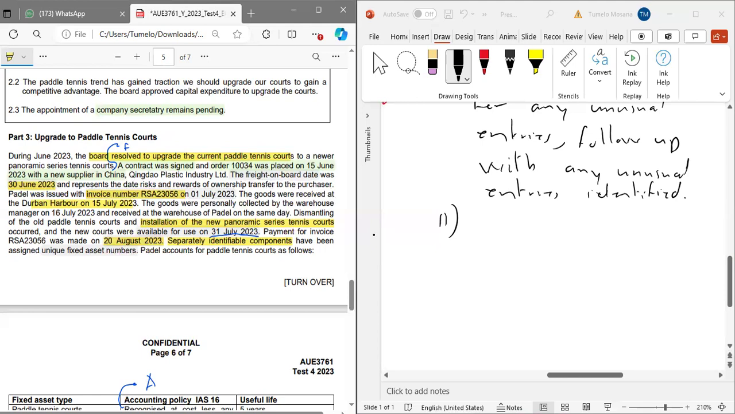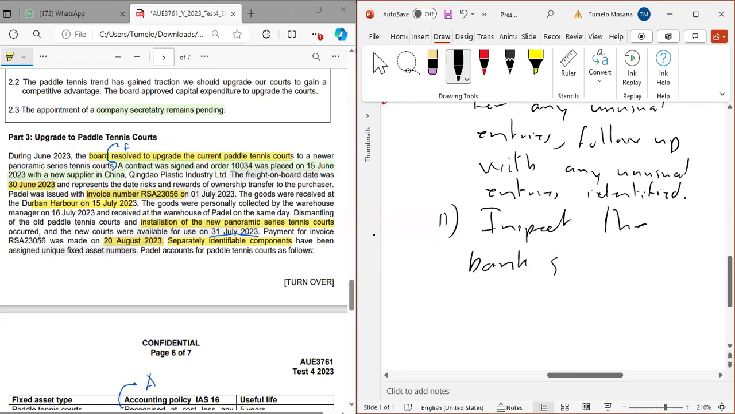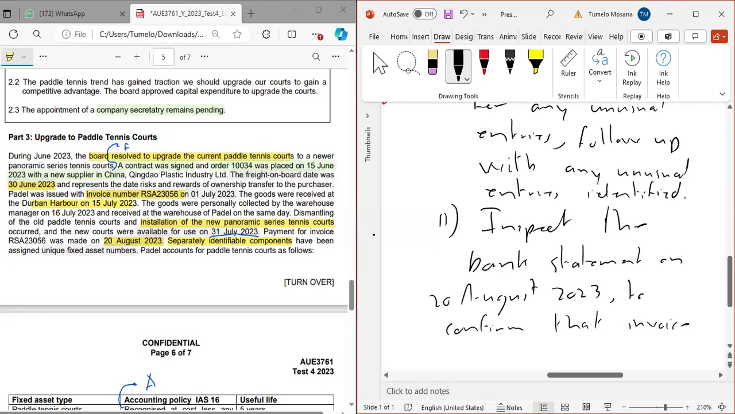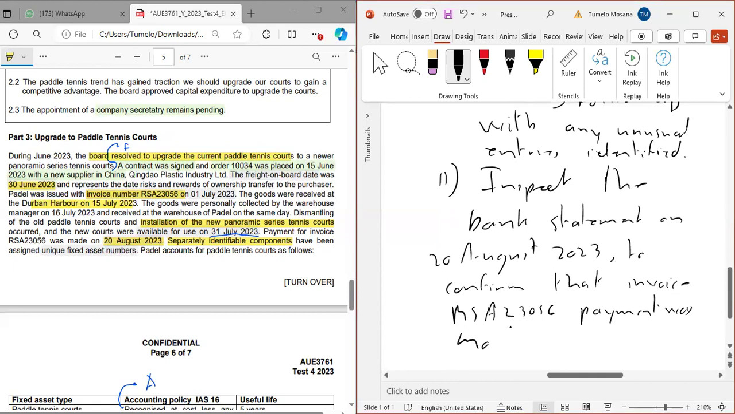So what would you do with this payment? You would inspect the bank statement on 20 August 2023 to confirm that invoice RSA 23056 payment was made, right? So this is what you would do.